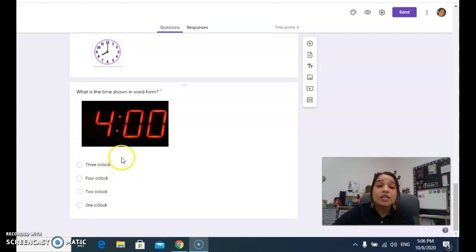Then for the last question, what is the time shown in word form? So word form, so 4 o'clock is right here. So this is the time shown. And you're going to go ahead and choose which one it is. So we're going to choose which time is being represented.